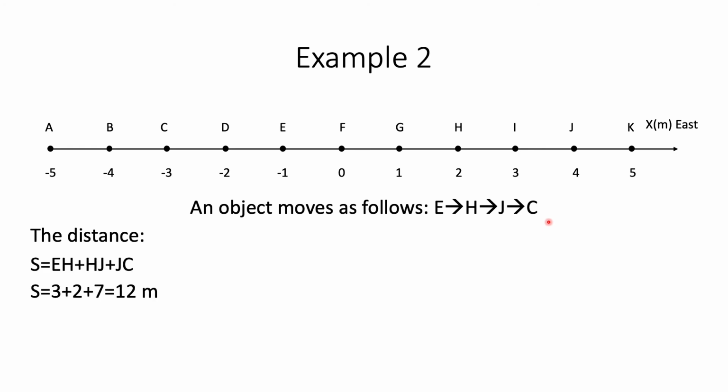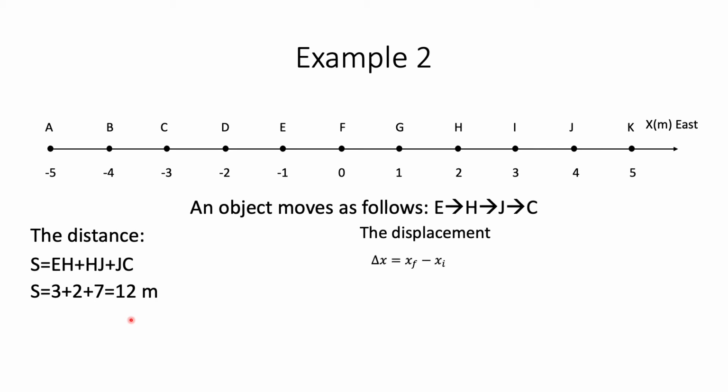We add them. From E to H we have 1, 2, 3. We replace EH by 3. Then from H to J, 1, 2. We replace HJ by 2. Then from J to C, same thing. You count or you check the numbers: 1, 2, 3, 4, 5, 6, 7. We replace JC by 7. We add them up to get 12 meters for the distance.